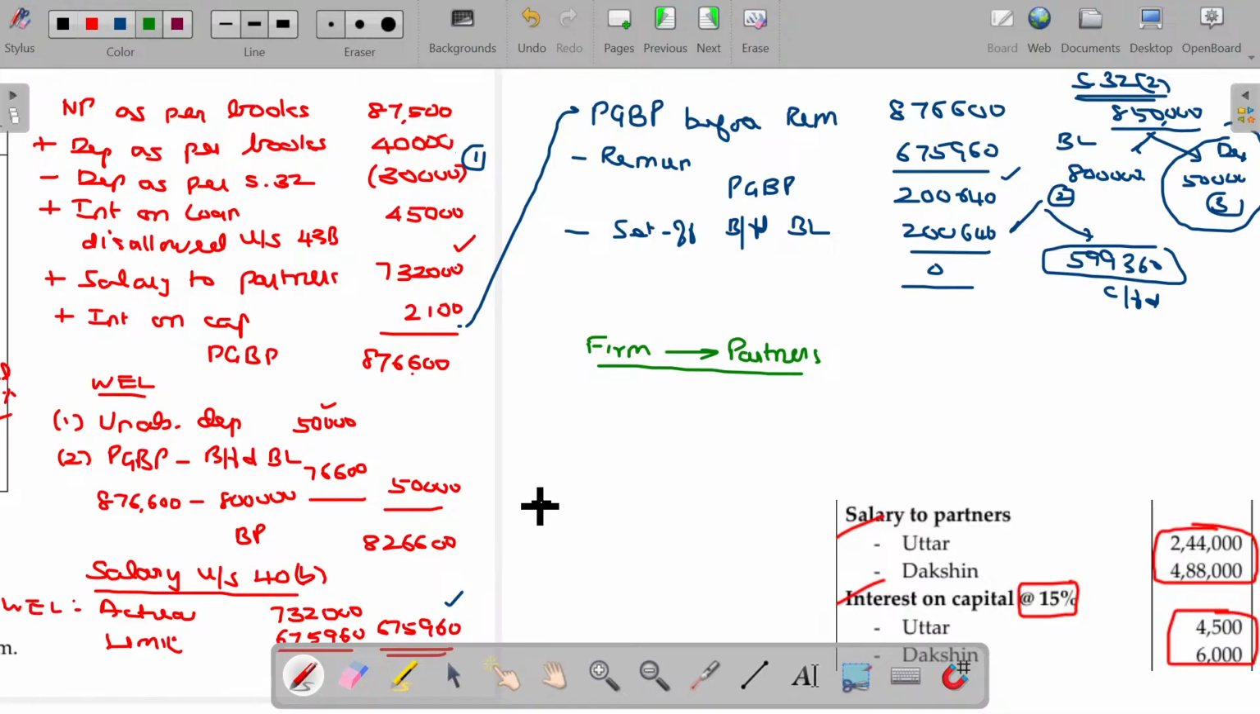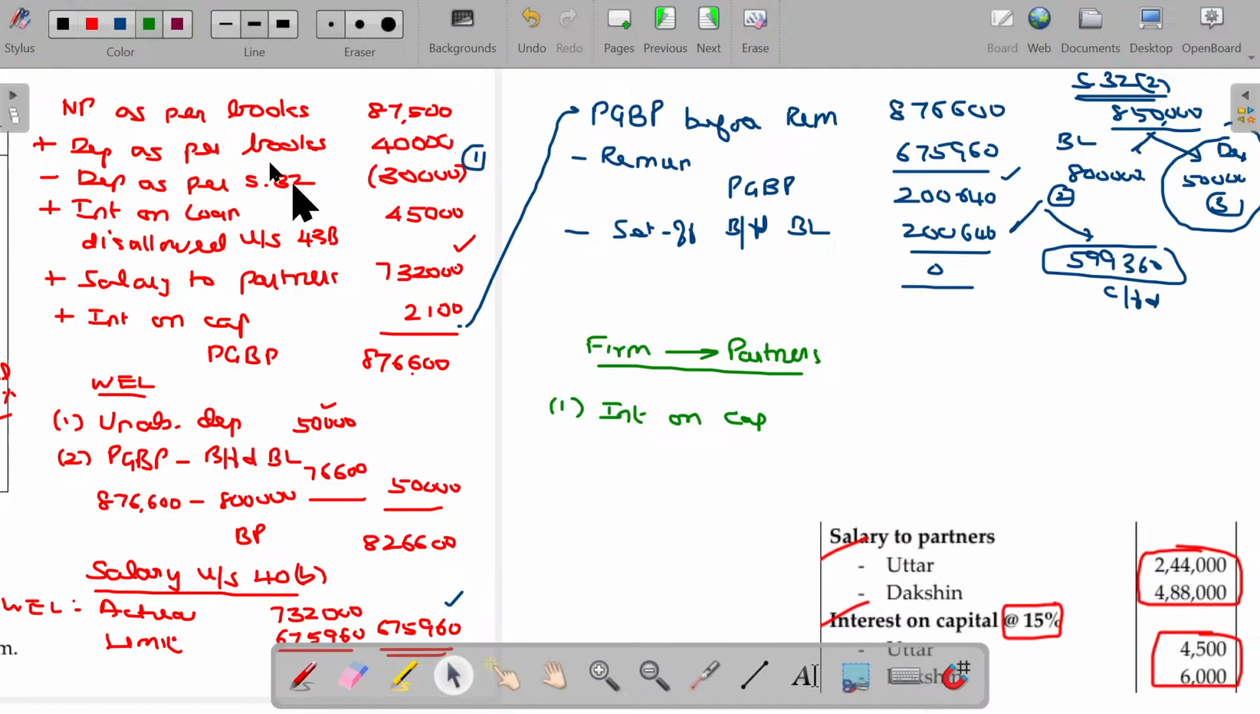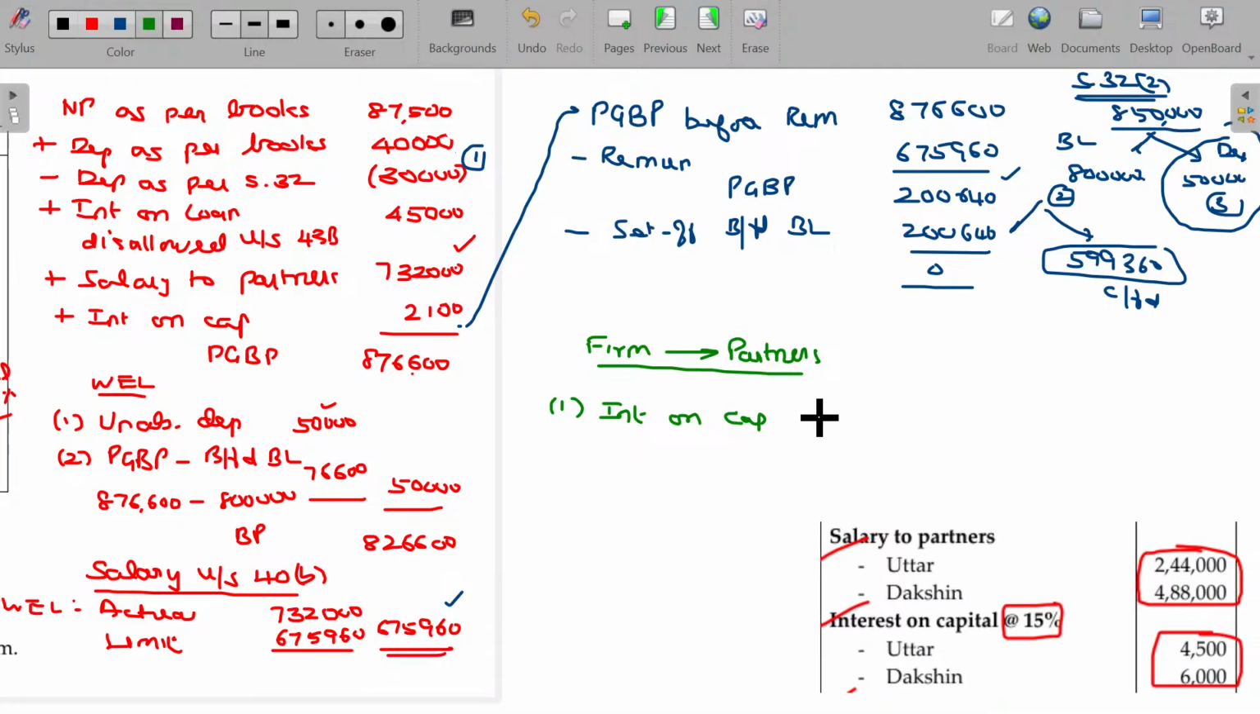Okay, what are the items transferred? One is interest on capital. How much is that? For Uttar 4,500, for Dakshin 6,000.